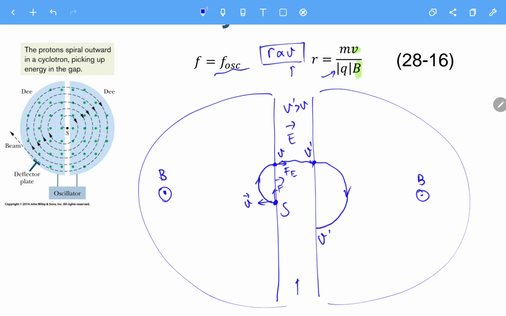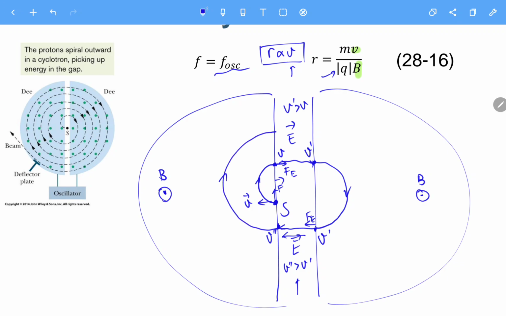And then at this moment, we need to change the direction of the E field so that the E field points to the left side, and then it makes the particle accelerate. There will be Fe pointing to the left side. So up to this point, it becomes V double prime, and V double prime is larger than V prime. Entering this region, only B field and no E field, so there will be a circular motion with a larger radius.